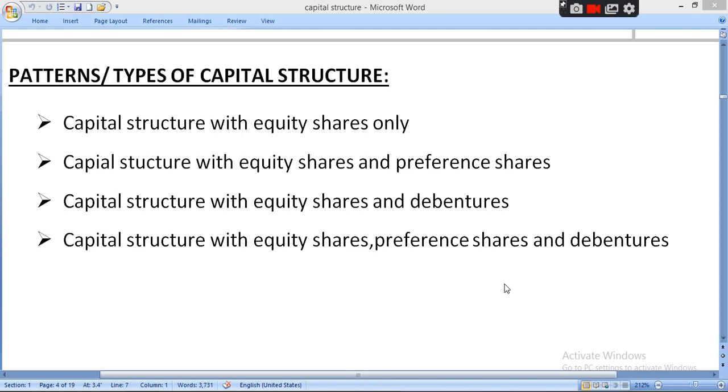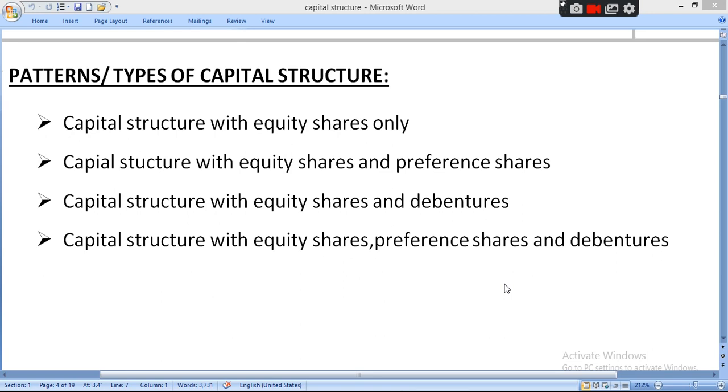Hello everyone, our subject is financial management. So we've already discussed the meaning of capital structure, and the clear difference between capital structure and financial structure. So I repeat, what do you mean by capital structure? Capital structure means a mix of debt and equity finance, clear.